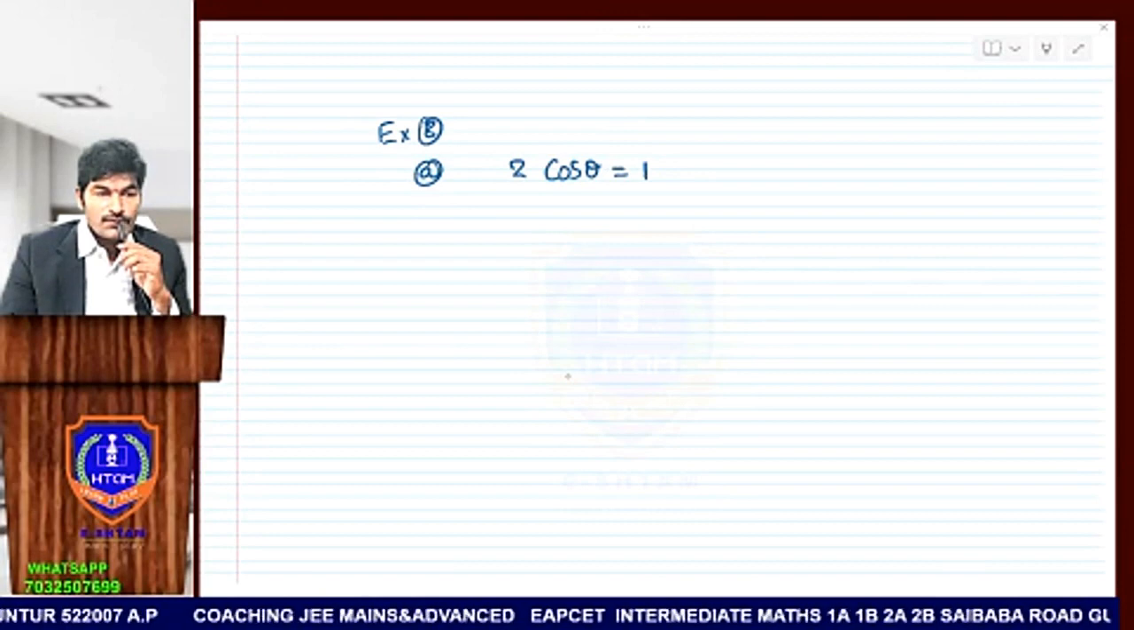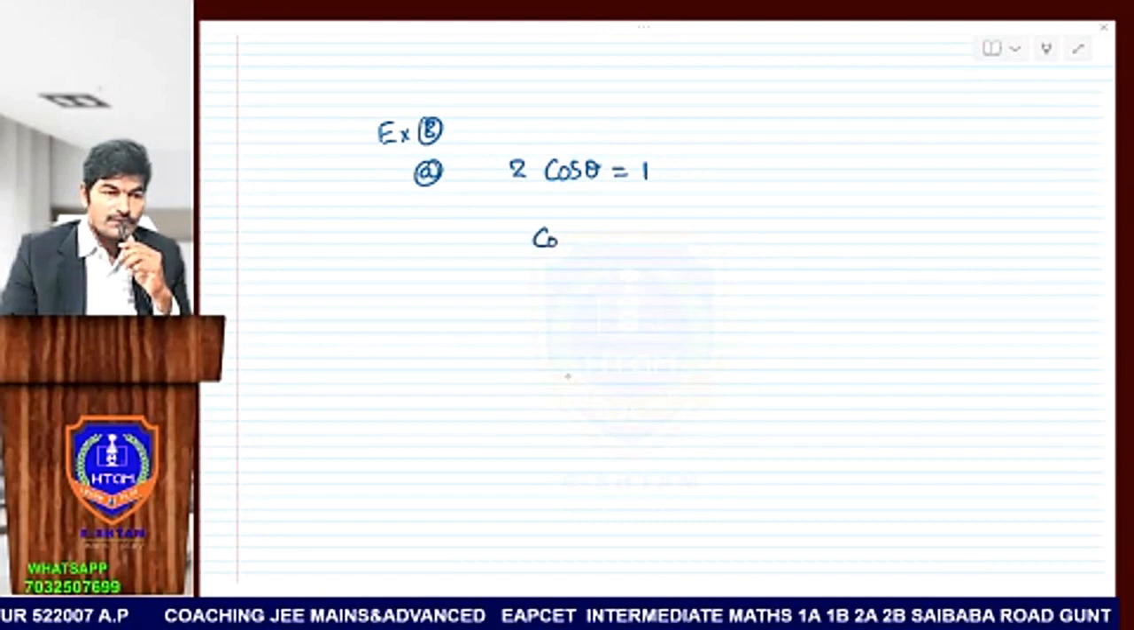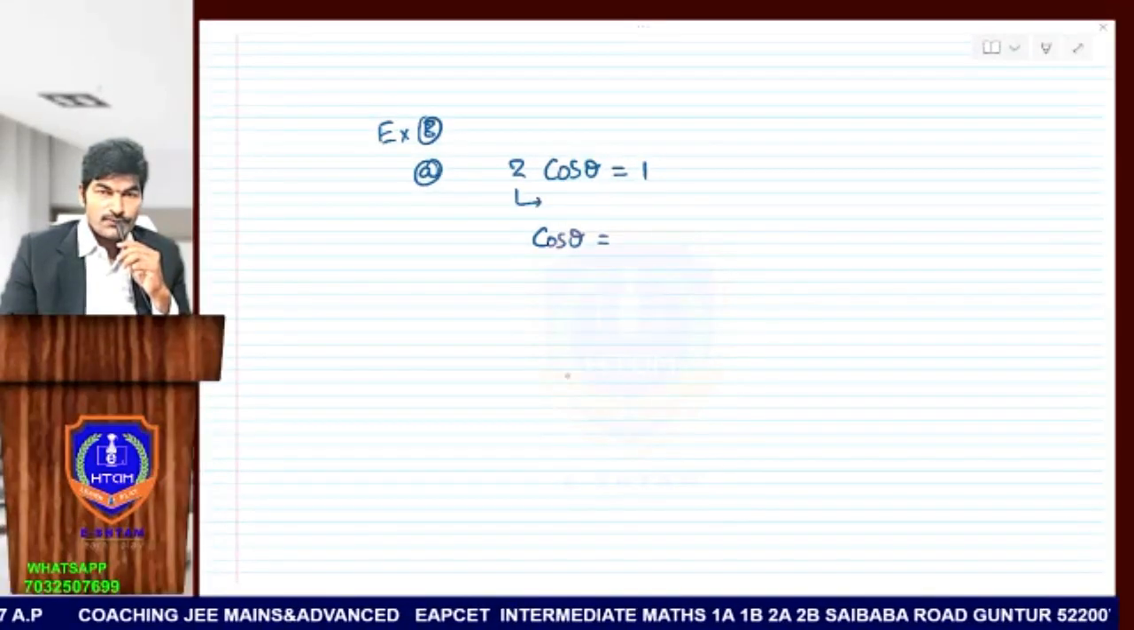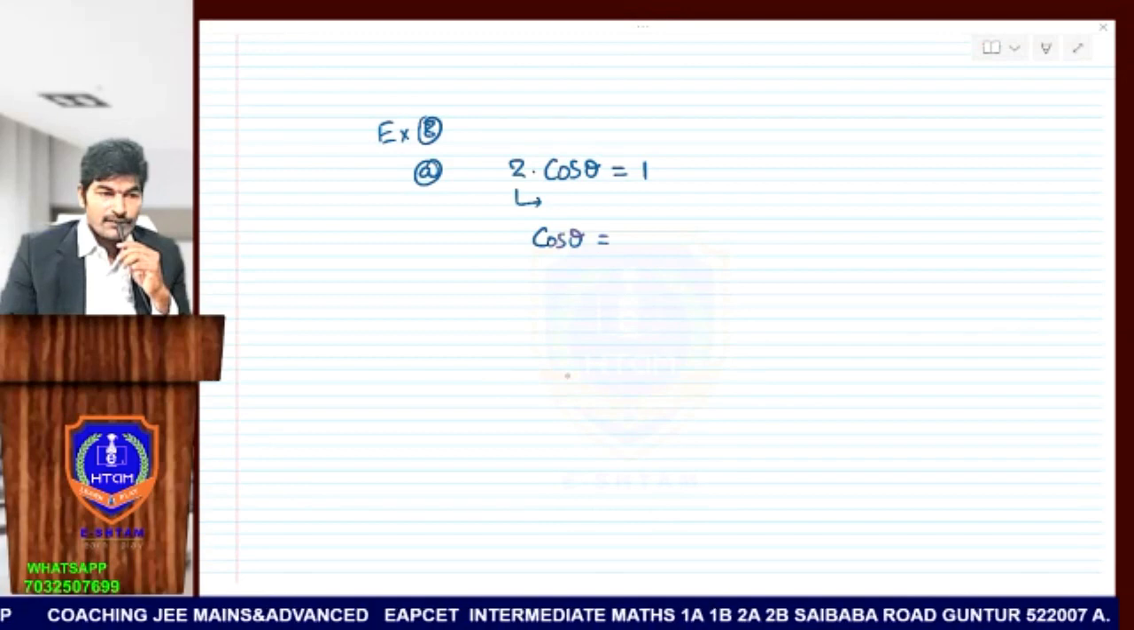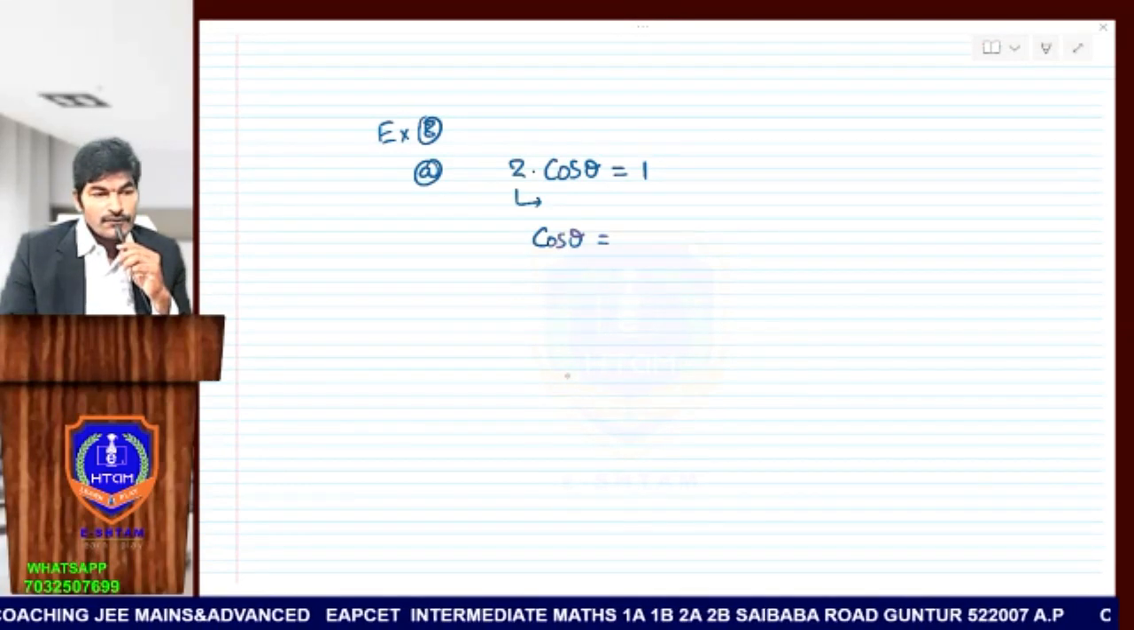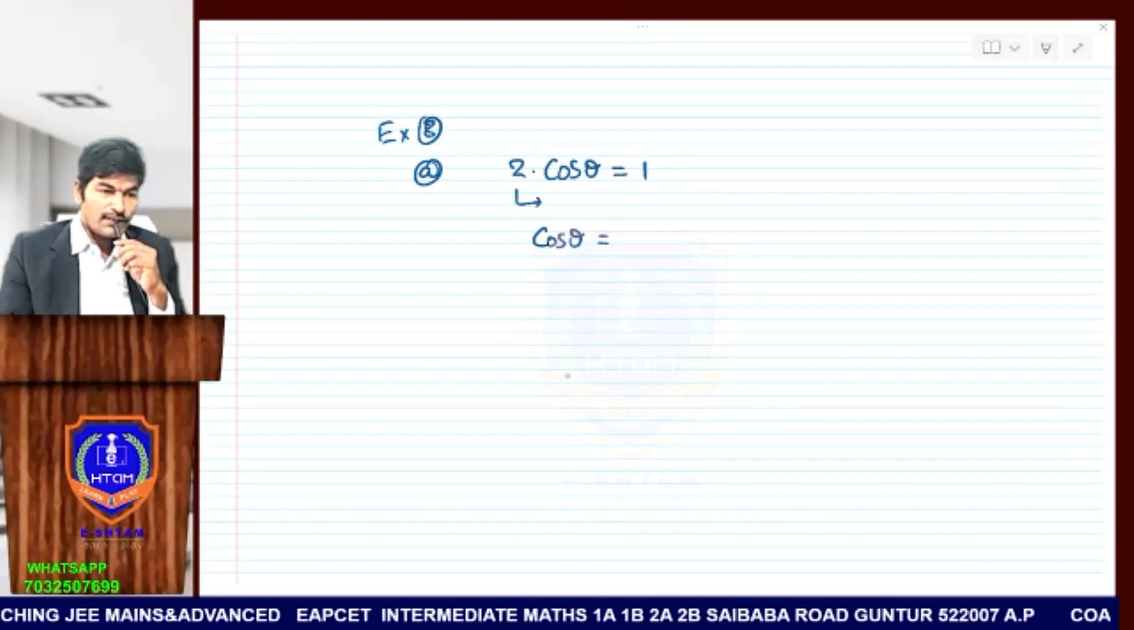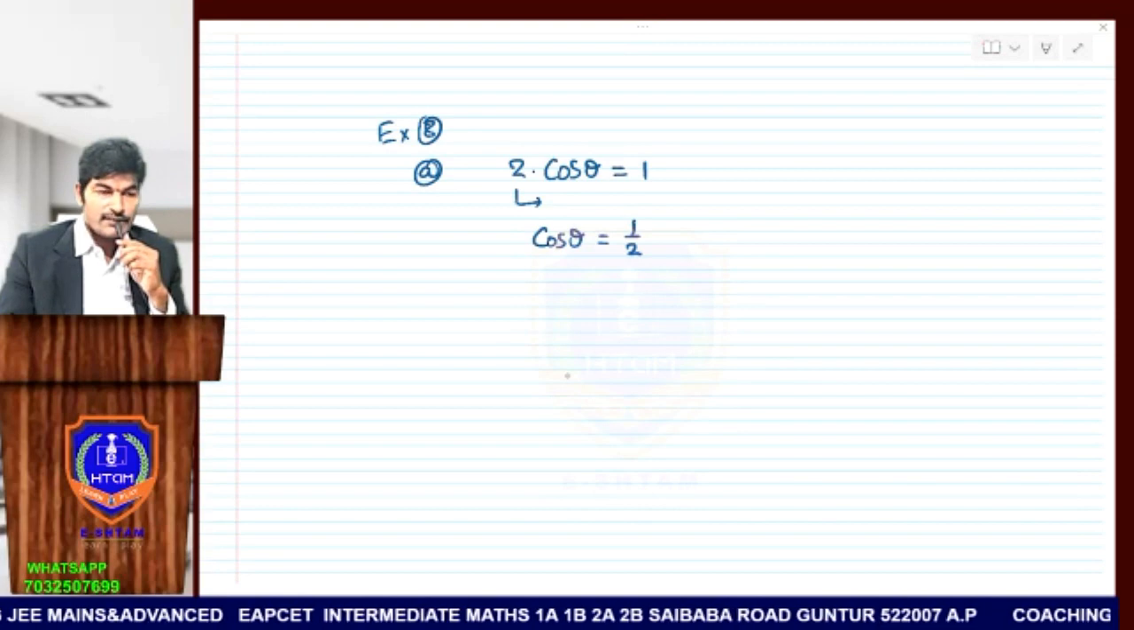So in this 2 cos theta equal to 1, you can move this 2 to the right hand side. Actually, this 2 here was in multiplication. If you are moving it to the other side, then it will be in the denominator. So cos theta equal to 1 by 2. That is the equation now.